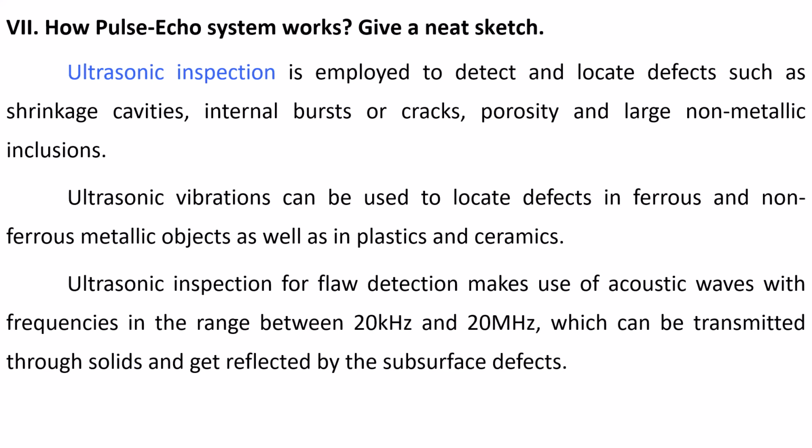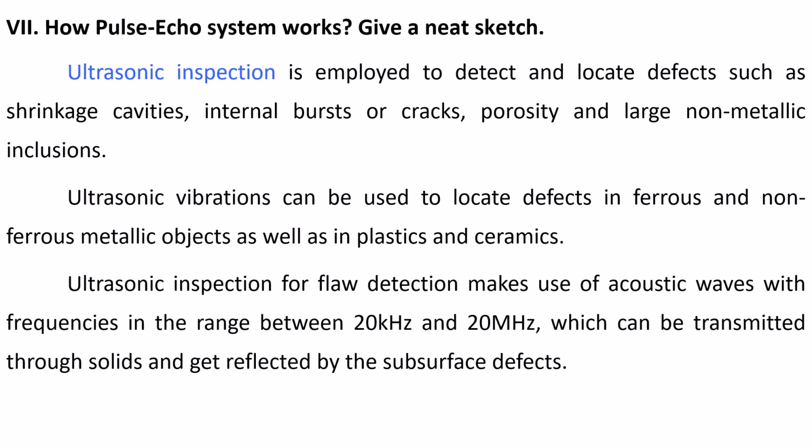Next question, how does the pulse echo system work? Give a neat sketch. It is also called ultrasonic inspection. This is an inspection method, the pulse echo system. Another name is ultrasonic inspection. It is employed to detect and locate defects such as shrinkage cavities, internal bursts, cracks, porosity, and large non-metallic inclusions present inside the material, which we can find using these pulse echo sound waves.